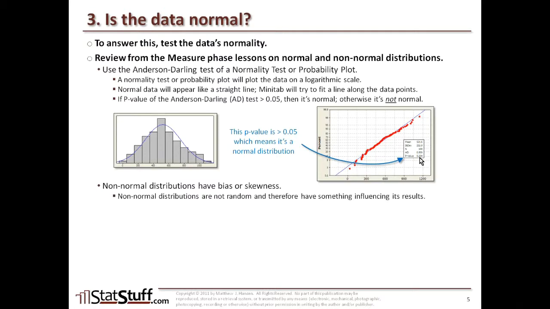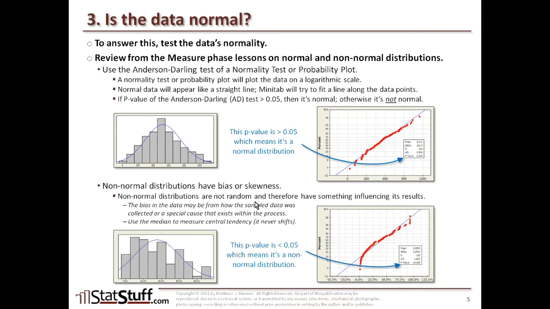Non-normal distributions are not random, and therefore they're going to have something that does influence their results. The bias that might occur in the data from a non-normal distribution could come from how the data was collected, some bias in the way the data was collected, or it actually could be a special cause in the data, something else within the data that's causing it to be biased. It could be either of those two things, but in those cases we might use the median as a way of measuring central tendency, since the median, or that 50th percentile, will never shift like the average, or the mean, could shift if we have non-normal data.